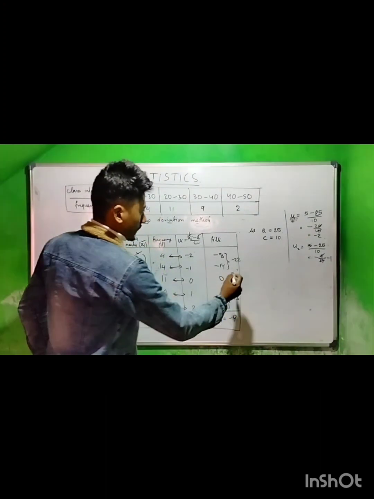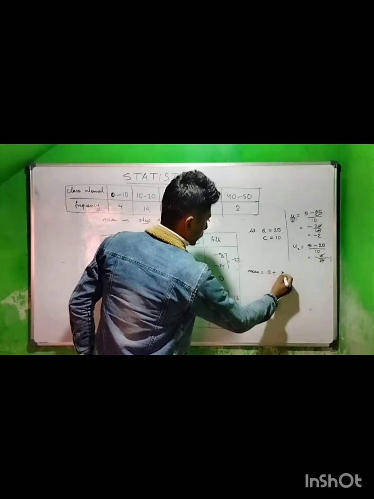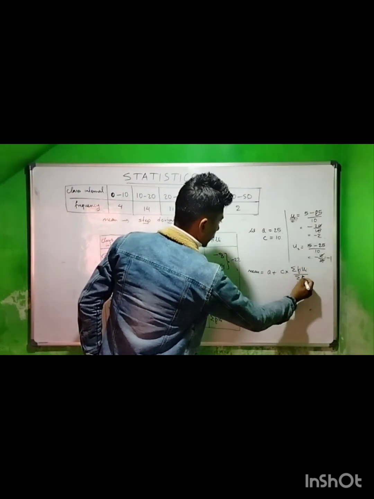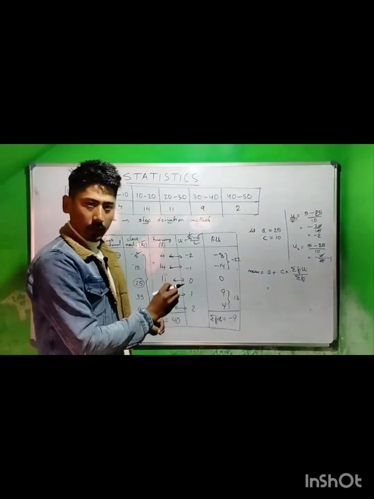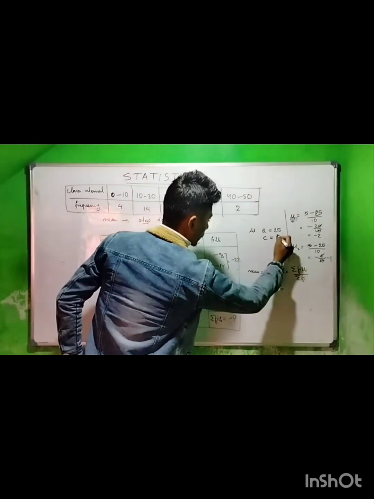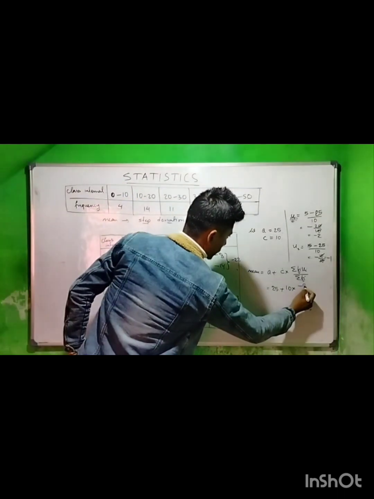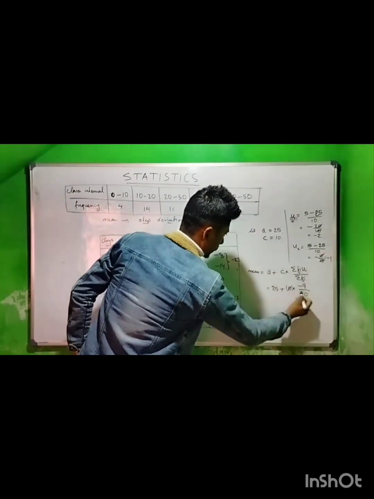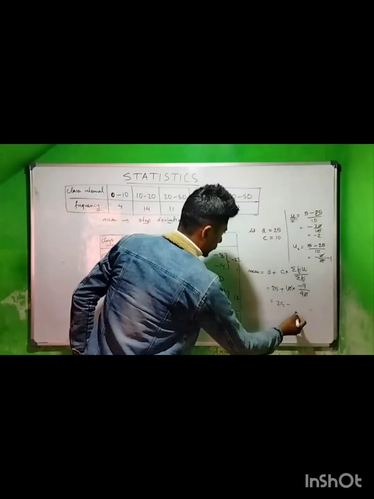Alright, now let's find the mean by the step deviation method. The formula is a plus c times the summation of fi ui over the summation of fi. Now everything is ready for me. I just have to put in the values and get the answer. So a is 25 plus c is 10 into the summation of fi ui, which is minus 9, over the summation of fi, which is 40. So the 0s cancel, and I am getting 25 plus 10 times minus 9 over 40, which is minus 9 over 4.